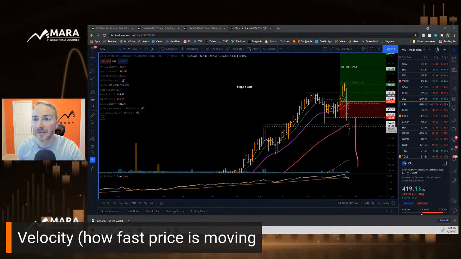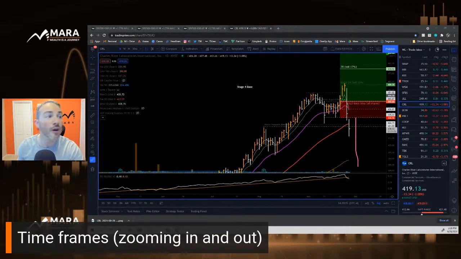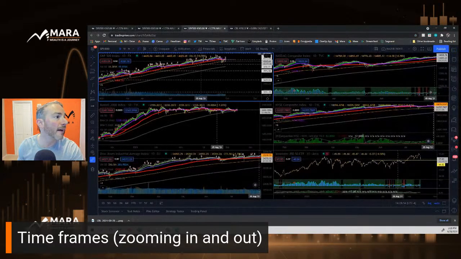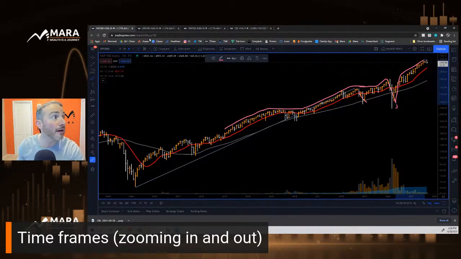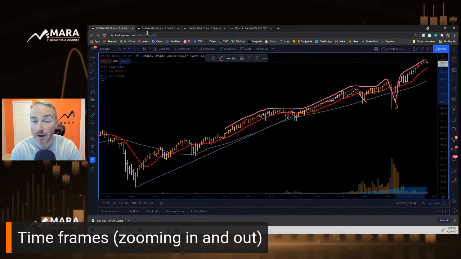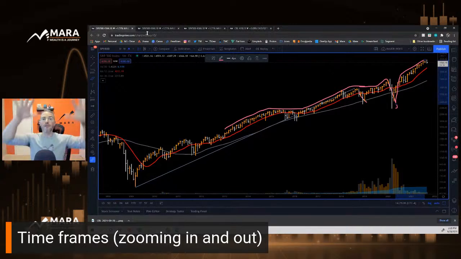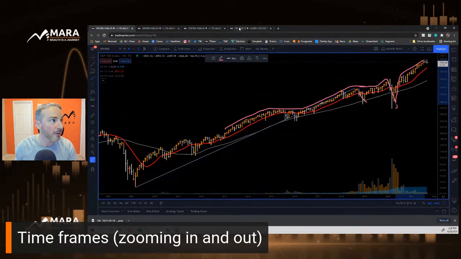Yeah, so we spoke about velocity, we spoke about time frames, zooming in and out. We were looking at daily time frames, we were looking at monthly time frames. When I'm analyzing the major indexes, I'm looking at monthly time frames, weekly time frames, and daily time frames in that order. I like to start from zoomed out, the 10,000 foot view, and then dive down into the lower time frames.